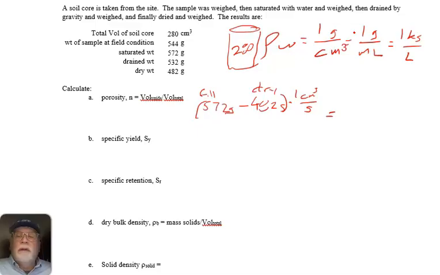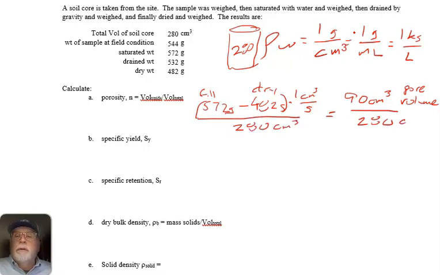572 minus 482 is 90 cubic centimeters of water that was in there when it's all saturated. So that means 90 cubic centimeters is the void space, or the pore volume. We like that number too, the pore volume. And so the porosity is the pore volume divided by the total volume, and the total volume is 280 cubic centimeters. And so that porosity, the pore fraction, is 0.32, 32%.